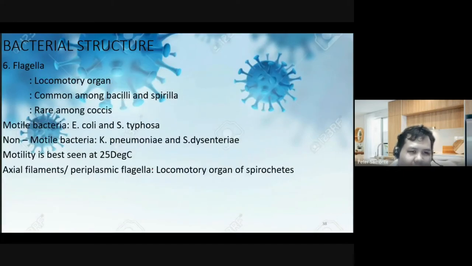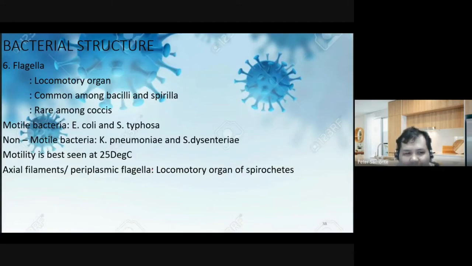Then another one would be your flagella. Your flagella is responsible for the movement of your bacteria. Earlier, we were talking about proof of life. How would you identify if the organism is viable? They would tend to move via the flagella. Your flagella are common among bacilli and spirilla, and spirochetes. Rare among cocci.